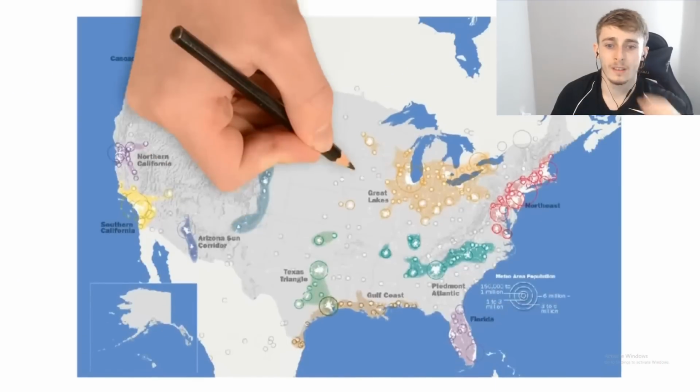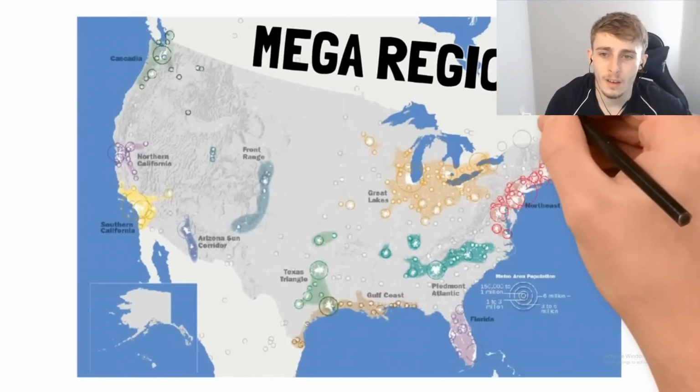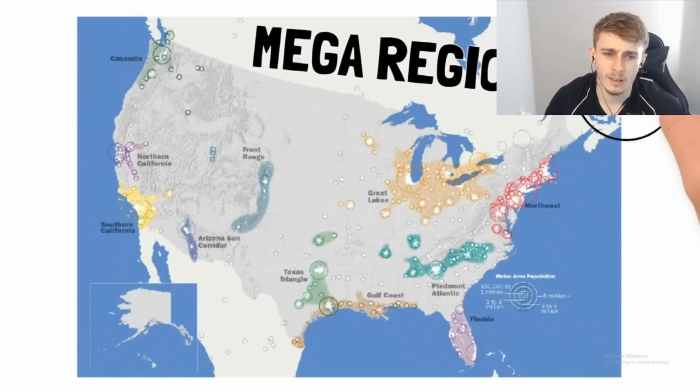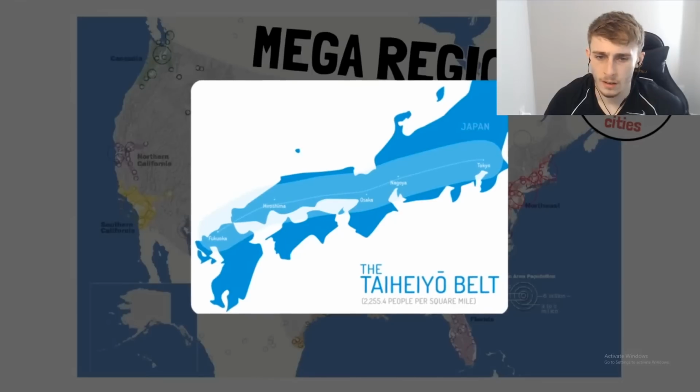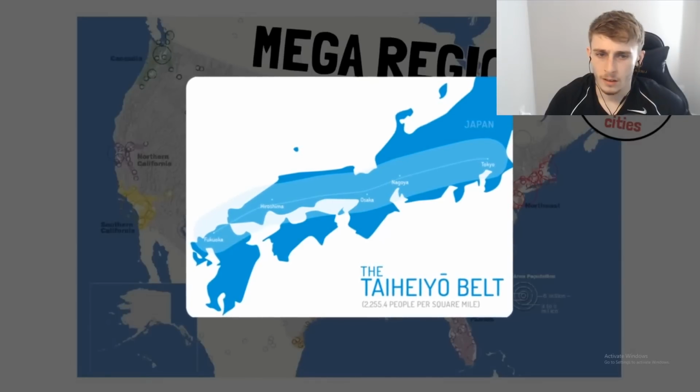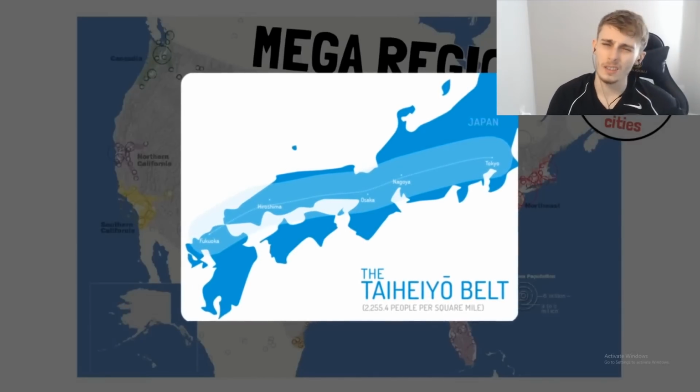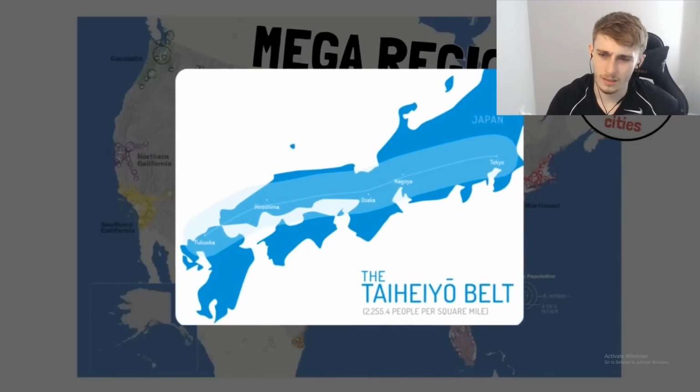The next map is about megaregions. But what is a megaregion? In the US, megaregions are cluster networks of cities, similar to what happens in Japan with their megalopolis or the Taiheiyo Belt, which connects various cities. It's literally that. Urban centers that are so big that they end up connecting with each other.